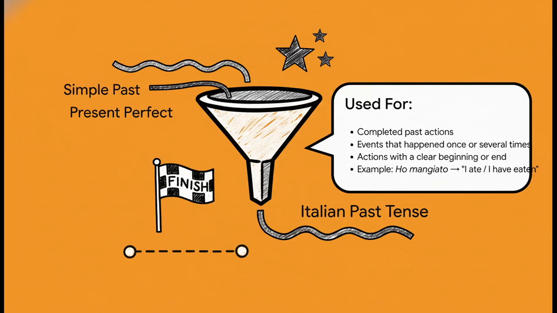Now, what's really cool about this tense is just how versatile it is. It covers completed actions, things that happened just once, or even stuff that happened over and over again. And here's the crucial part. It works for both the English simple past, like I ate, and the present perfect, I have eaten. So yeah, one Italian tense does the job of two in English.